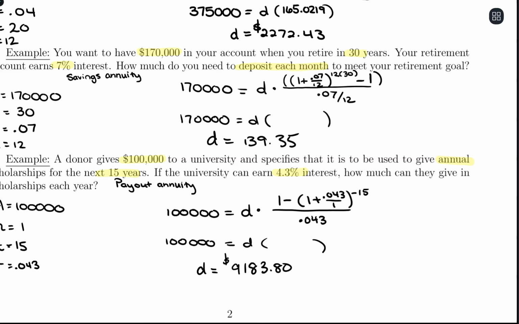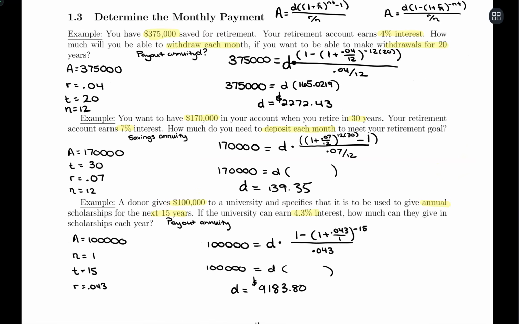a donor gave of $100,000 and having this interest of 4.3% each year. So for these scenarios where we're solving for D, you'll just need to kind of separate up the steps, but we can do it with these values and using our calculator to help out.